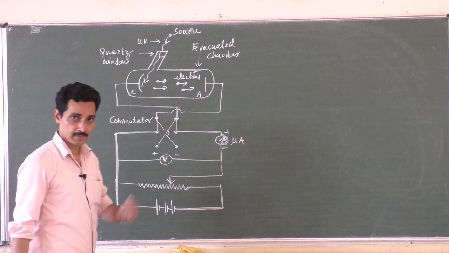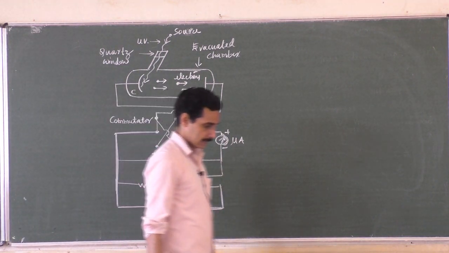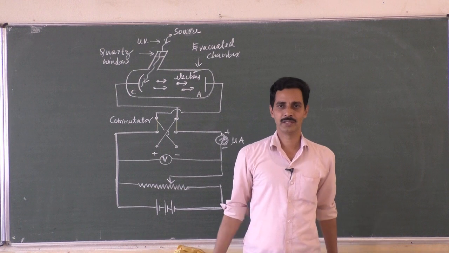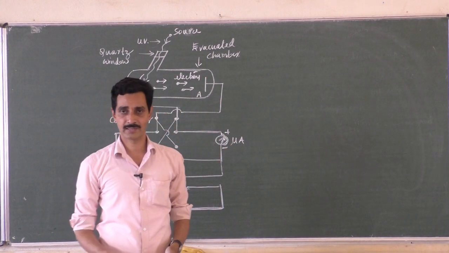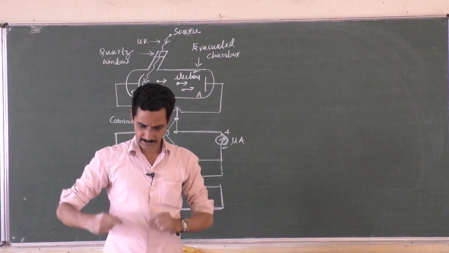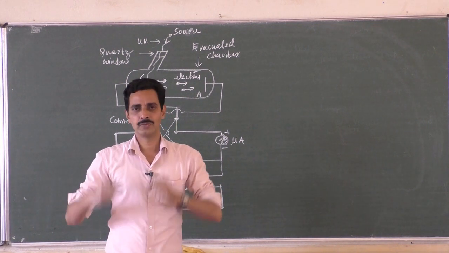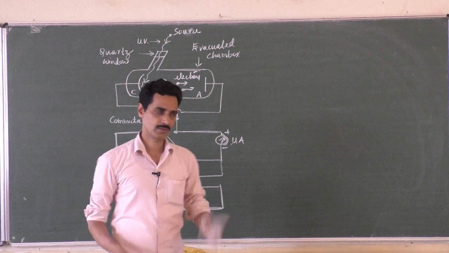Hope you are finished, right? You have finished the drawing. So connect the first two gaps of the commutator. Commutator is a device which will change the direction of current in the circuit. Simply keep the keys in the two ways, two-way key, then the current gets reversed automatically.